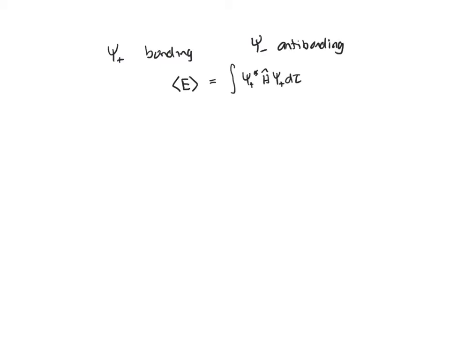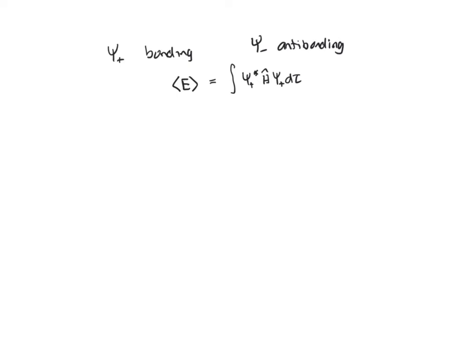So if we think about the energies of those two orbitals that we've just constructed, the psi plus, which is bonding, and the psi minus, which is anti-bonding, the way we would find the energies is to find the expectation value for each of these different wave functions. So we would want to take the integral over all space of psi plus star, Hamiltonian acting on psi plus, integrate over all space. And when we do that, we can think a little bit about what that expectation value might look like.